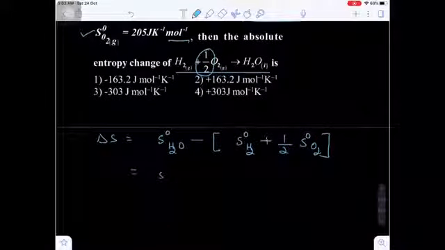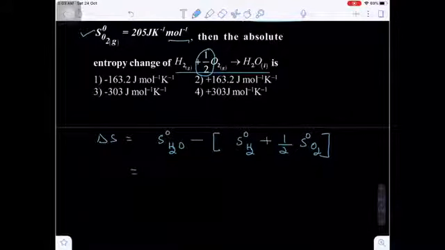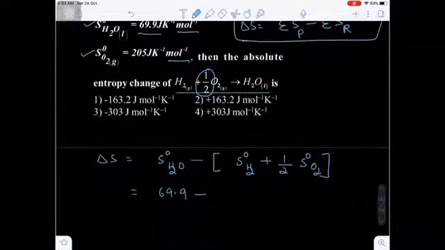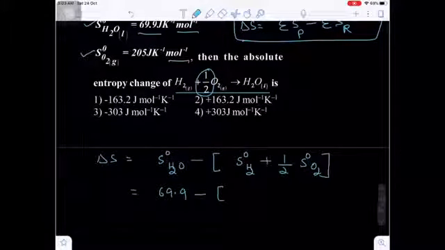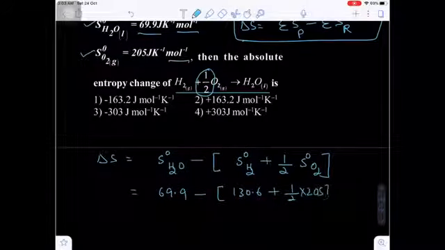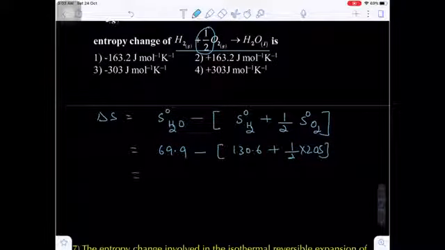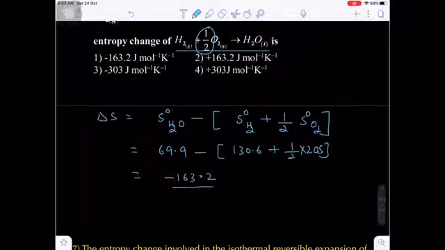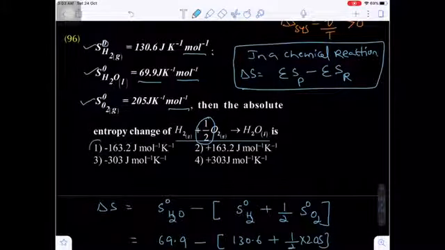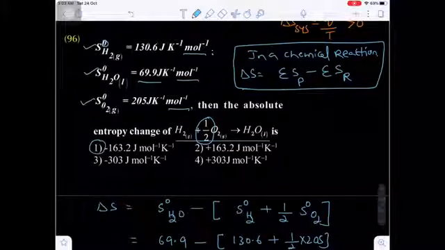Okay. Now what will be the standard entropy of water given here? That will be 69.9, minus dihydrogen, which is given 130.6, and oxygen is given 205. Half mole will be there, half into 205. Okay, by complete simplification you will get the final answer minus 163.2. That will be option number 1.